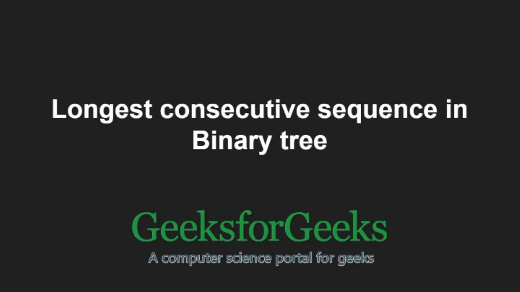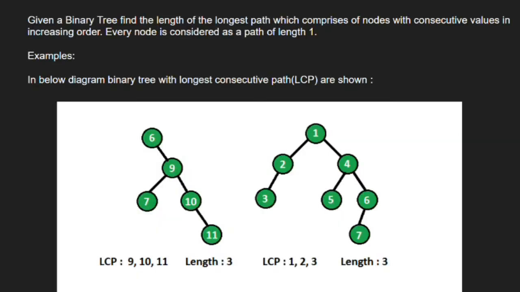In this video, we are going to understand the program which finds the longest consecutive sequence in a binary tree. First, let us take an example. In this example, for tree 1, the longest consecutive path is 9, 10, 11 and its length is 3. In the tree on the right, the longest consecutive sequence is 1, 2, 3 which has the length 3.